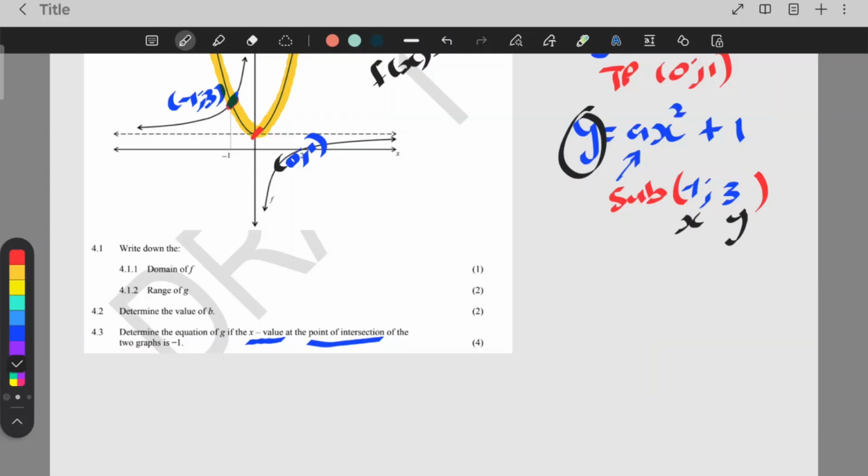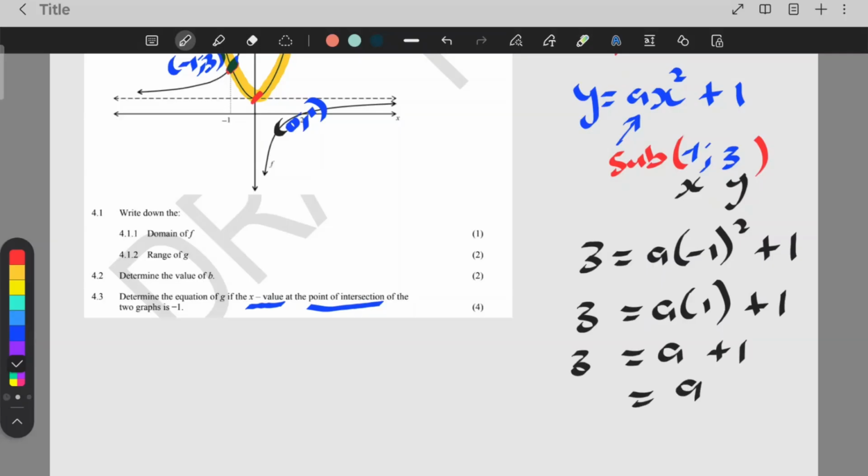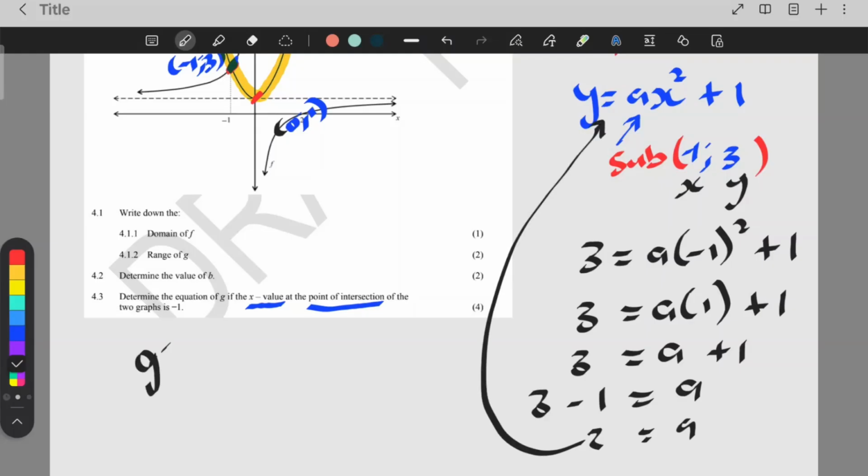So y becomes 3. X becomes -1 plus 1. Okay, so this is 3. This is just a plus 1. 3 is a plus 1. A is 3 minus 1. A is 2. So there I have a. So I put this a back here. So the equation of g of x is 2x squared plus 1. And that's the equation of the parabola.